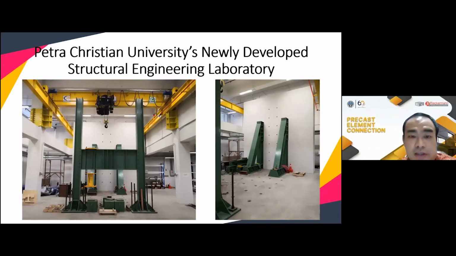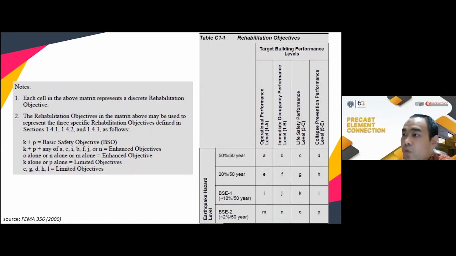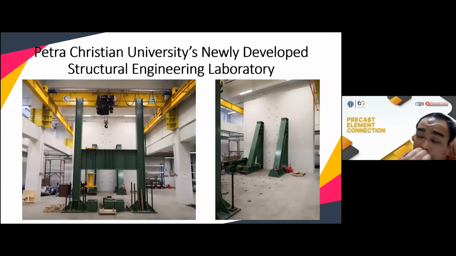So with this concept, we are interested to investigate further in our newly developed lab. So this is the picture of Petra Christian University's newly developed structural engineering lab. So here, as we can see, we have the reaction frames here with our hydraulic jack with the capacity of around 200 tons. And here is the strong wall with the capacity of 100 tons.